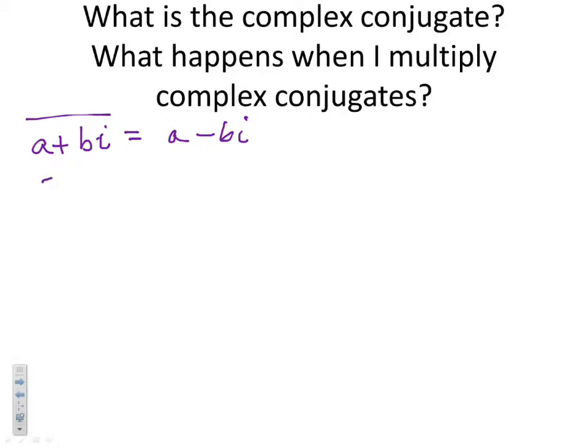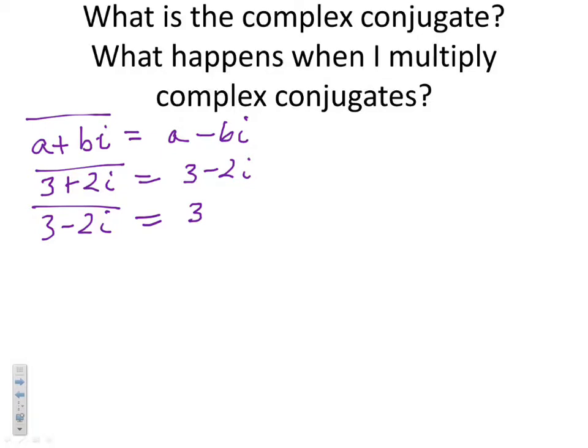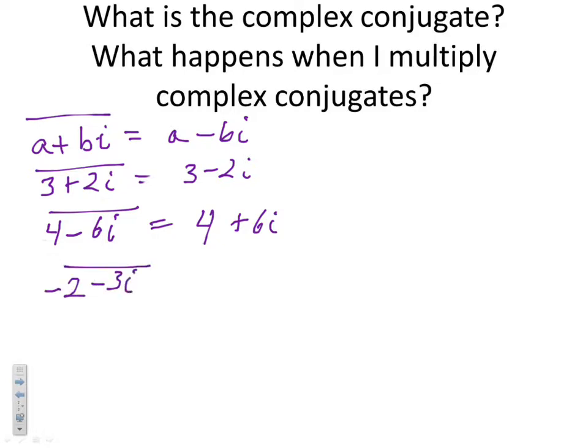That's the conjugate. So if I have 3 plus 2i and I want to find its conjugate, it's going to be 3 minus 2i. Let's pick a different example. Let's say we have 4 minus 6i. Then the conjugate is going to be 4 plus 6i. Try this one, guys. If I have minus 2 minus 3i, what do you think the conjugate's going to be? Have you figured out the pattern yet? Minus 2 plus 3i, okay? That's how I find the conjugate.